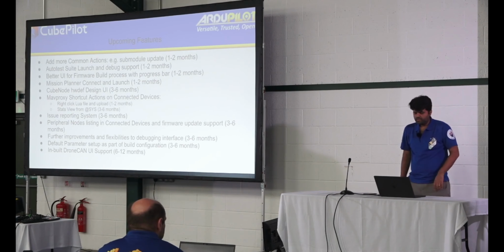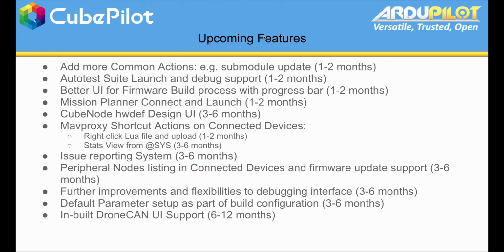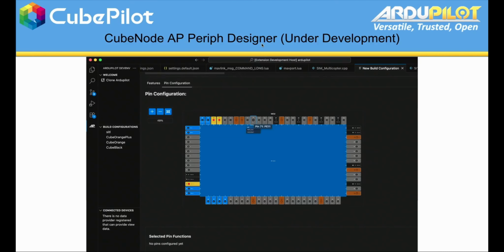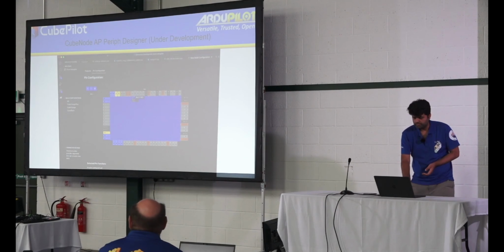Here's a list of features that will be coming. I won't go through all of that because we are running short on time. So there will be a CubeNode APDevConf designer that will be included soon, so people will be able to design their APDevConf CubeNode-based modules just by selecting pins, and it will generate your hardware def, and you will be able to quickly spin out your peripheral modules. So that would be quite handy as well. That's something that's under development.